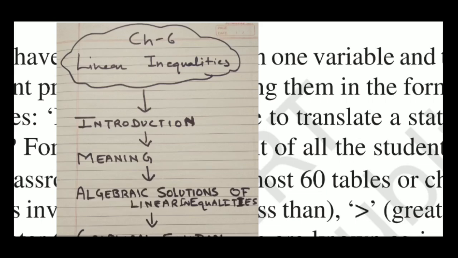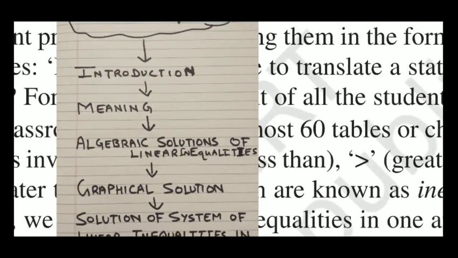And then we will clarify its definition and meaning, and after clearing the meaning, we will learn how to find the algebraic solutions of a linear inequality. After getting this knowledge, we will learn how to find the graphical solution. And then at the last, we will learn how to find the solution of the system of linear inequalities in two variables.